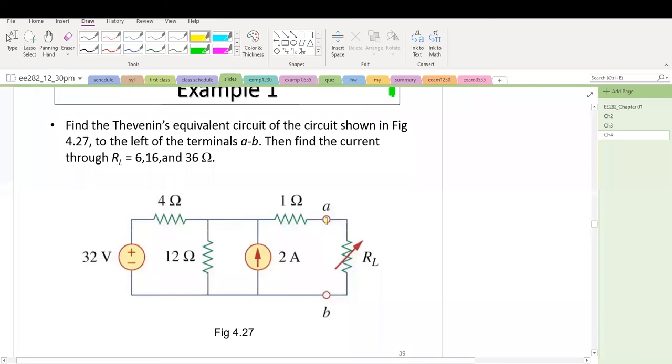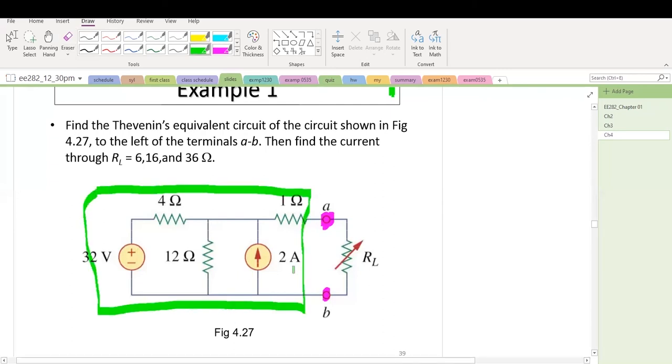Let's illustrate the concept using this example. Here, the terminals are A and B. Very importantly, when we apply Thevenin theorem, first of all, we need to specify the terminals. Which two terminals are we applying the Thevenin theorem to? In this case, these are terminals A and B. We want to obtain the Thevenin equivalent for this portion of the circuit.